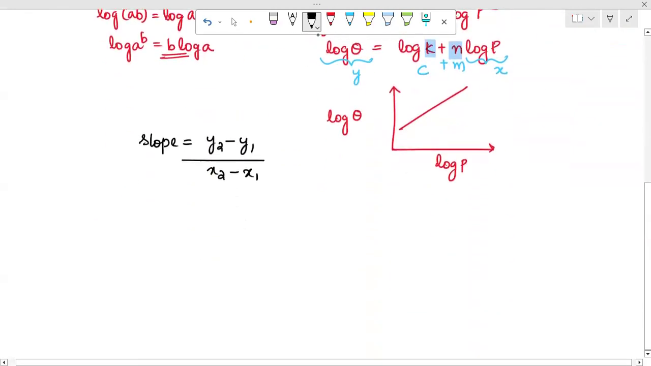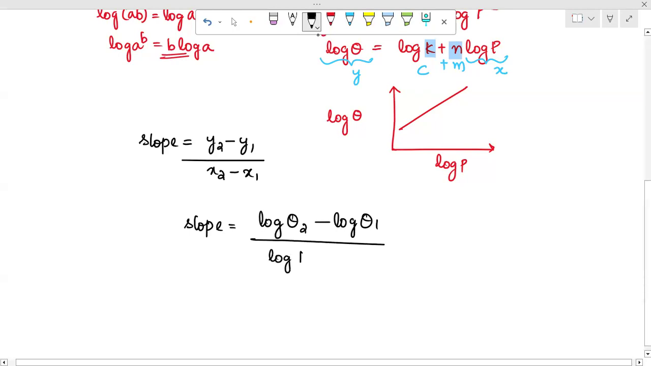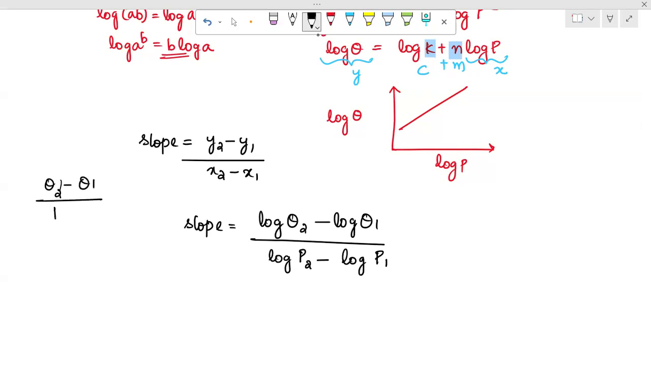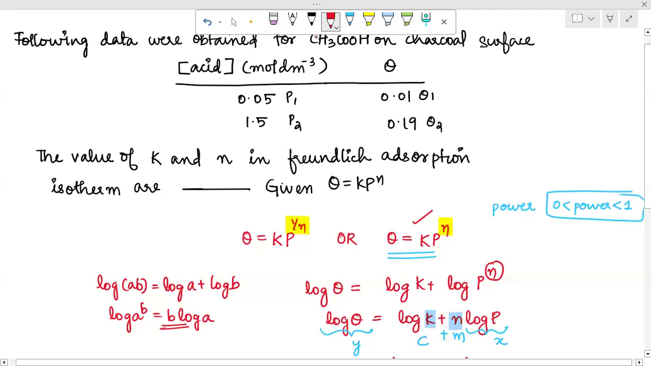Now, what is our y-axis? Our y-axis is log of theta. So our slope would be log of theta2 minus log of theta1 divided by log of P2 minus log of P1. Please do not make the mistake of calculating theta2 minus theta1 by P2 minus P1. This is absolutely wrong because our graph is between log theta versus log P. Now the values of theta2, theta1, P2 and P1 are known. It's given in the question.